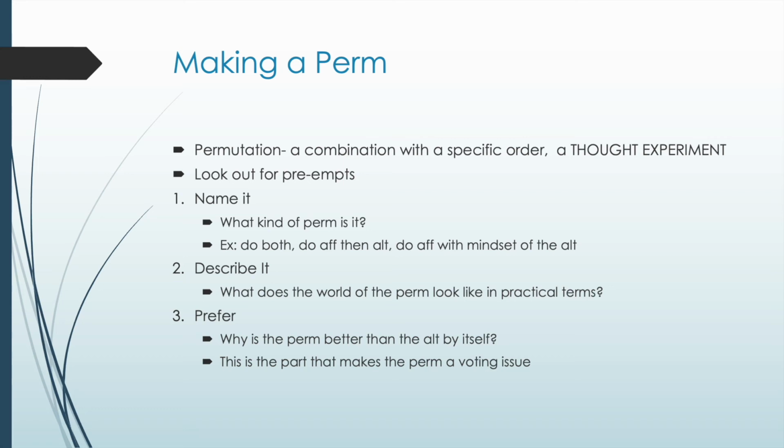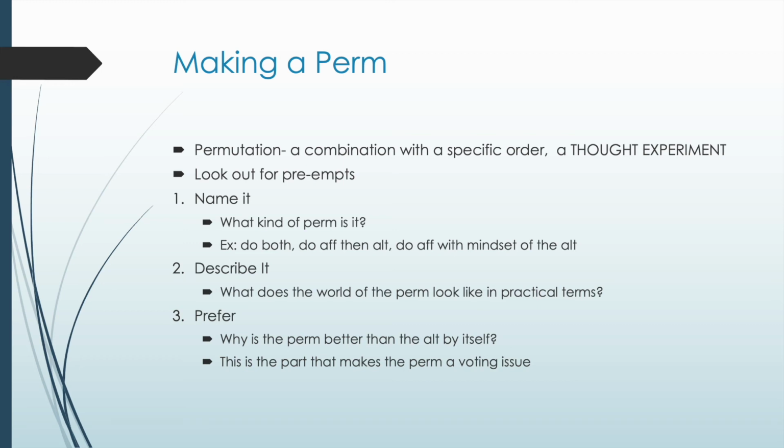One thing that you want to be careful for is some people will put preempts to perms in their alt. They'll say, and the alt is incompatible with state action or something like that, which says that there's no way that it can coexist with the AF. So make sure that you answer those arguments or address them in the process of making the perm, just to make sure that you don't waste your time making this argument. But every time that you make a perm, it's going to be 3 steps. You're going to name it, describe it, and prefer.